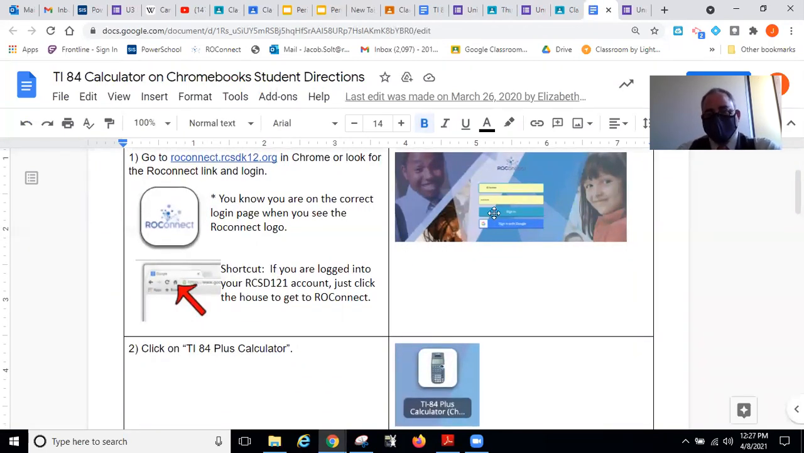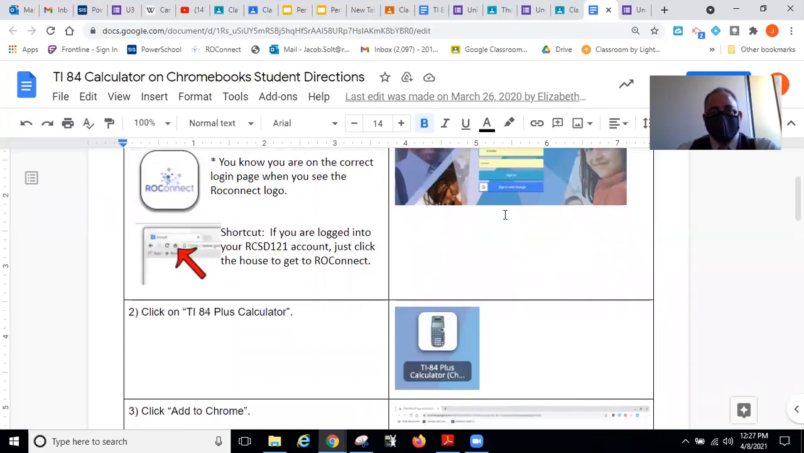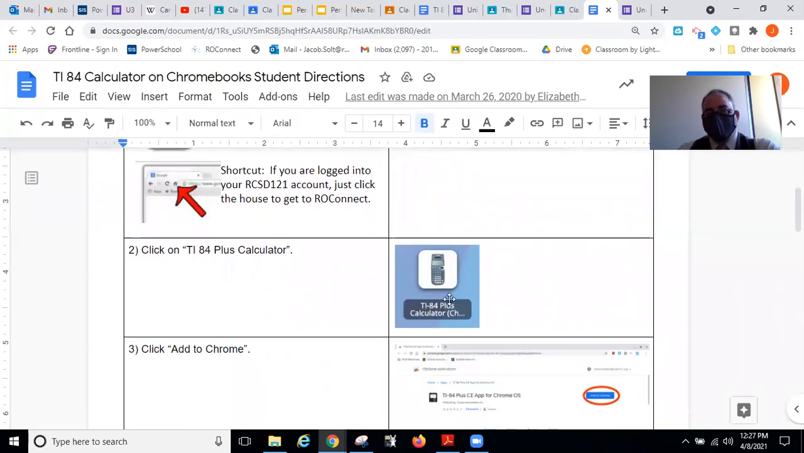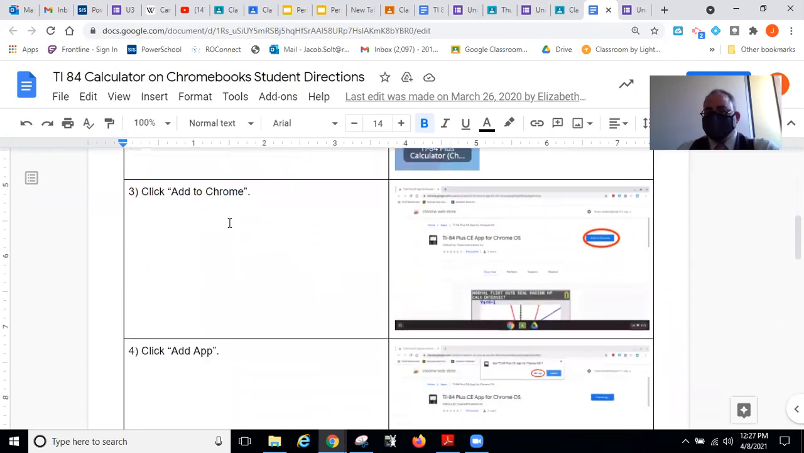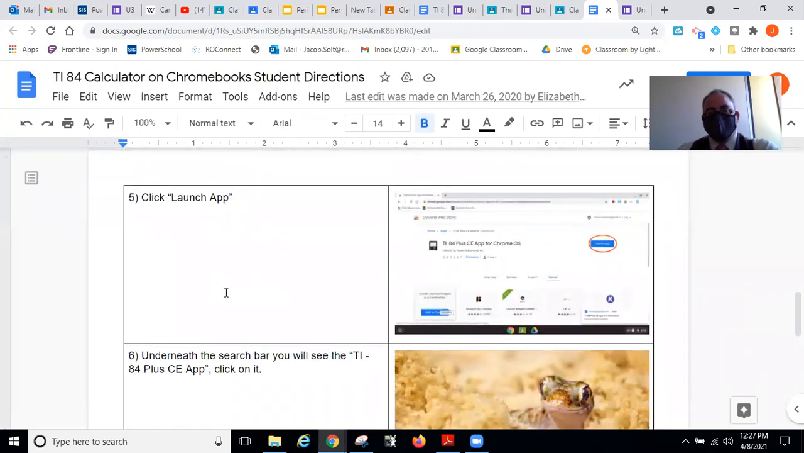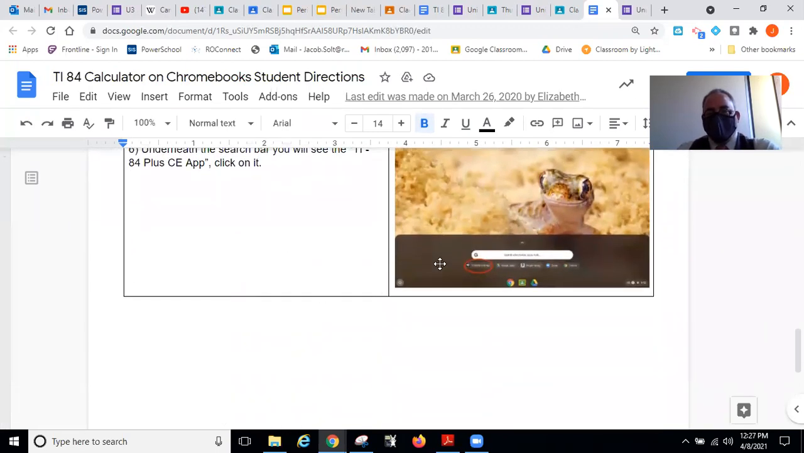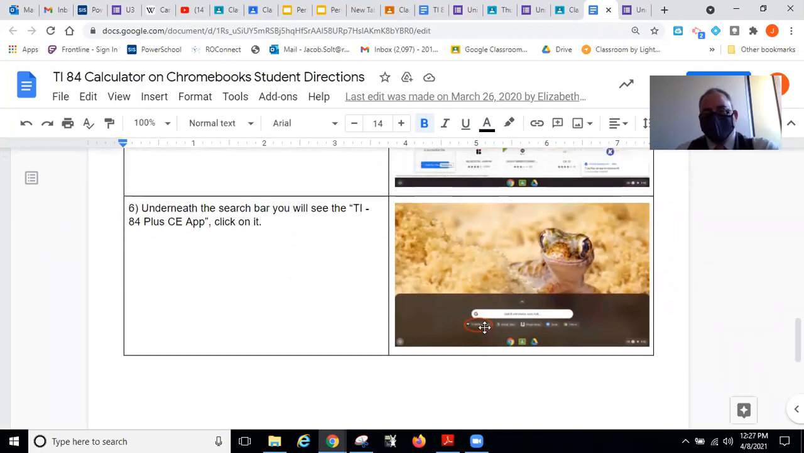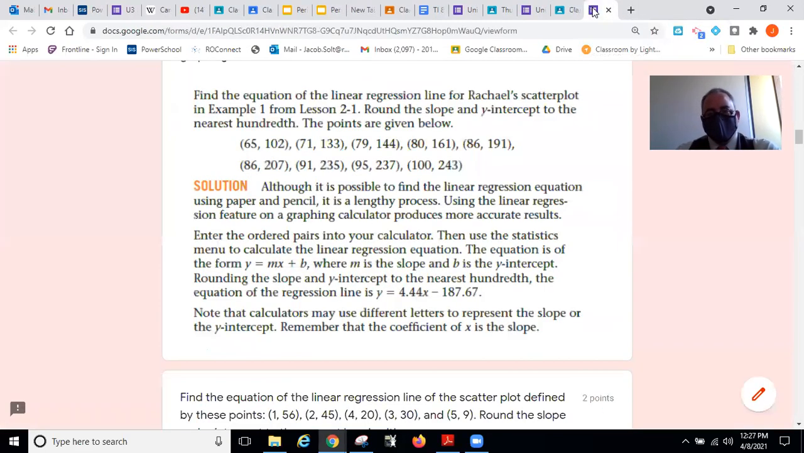You go to Rock Connect. You log in here. You use your RCSD one-to-one account. When you log in, there'll be a TI-84 Plus calculator icon, right? You click on that, you'll add it to Chrome, and then you'll add app, and then you launch app. Once you get it on there, you're probably going to want to pin it to your taskbar, but then you'll have that right there, okay? So those are step-by-step instructions on how to put a TI-84 calculator on your Chromebook.